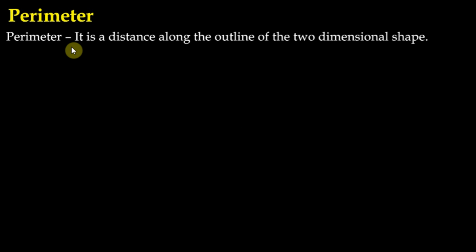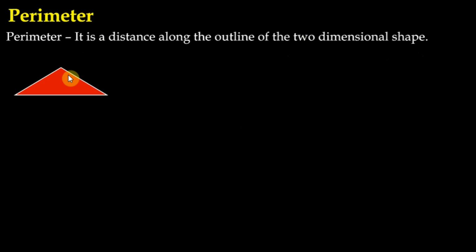Let's see what is a perimeter in this video. So a perimeter is a distance along the outline of the two-dimensional shape. Or in other words, we can say it is the boundary or the border of the two-dimensional shape. Let's understand this with an example.